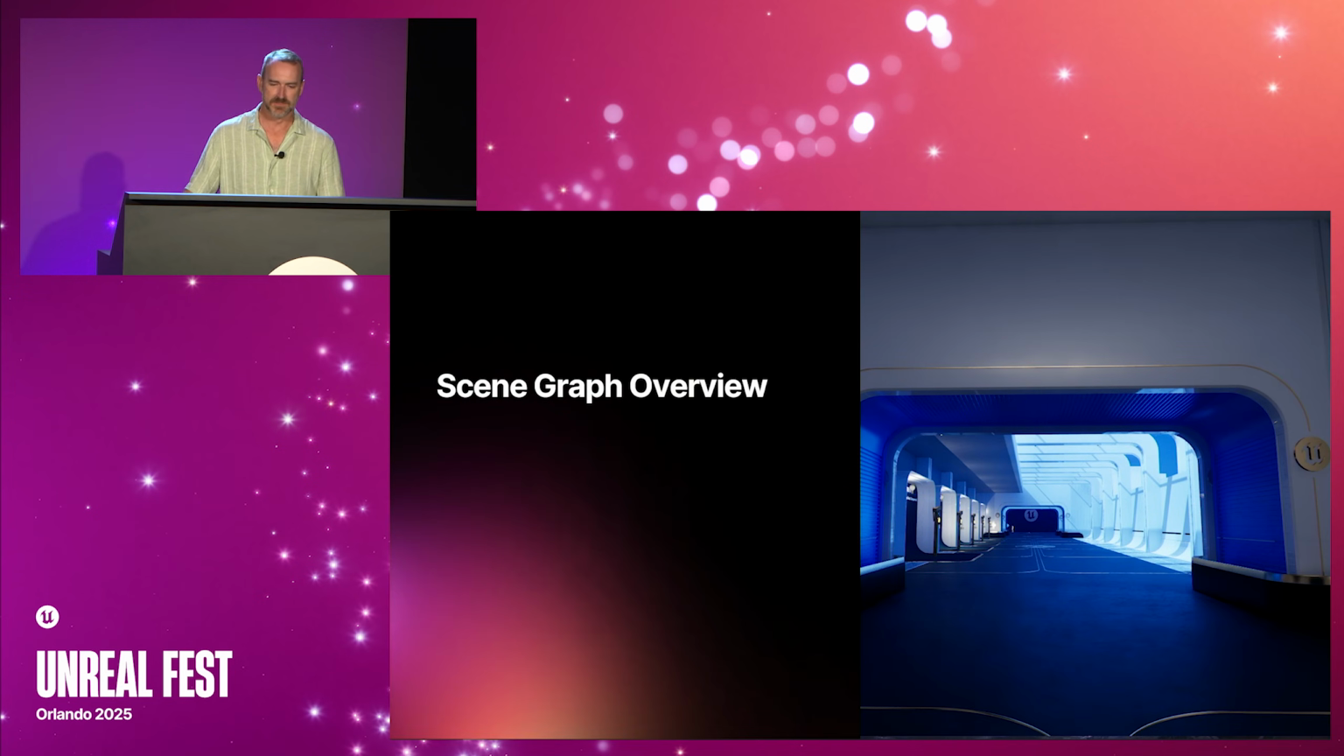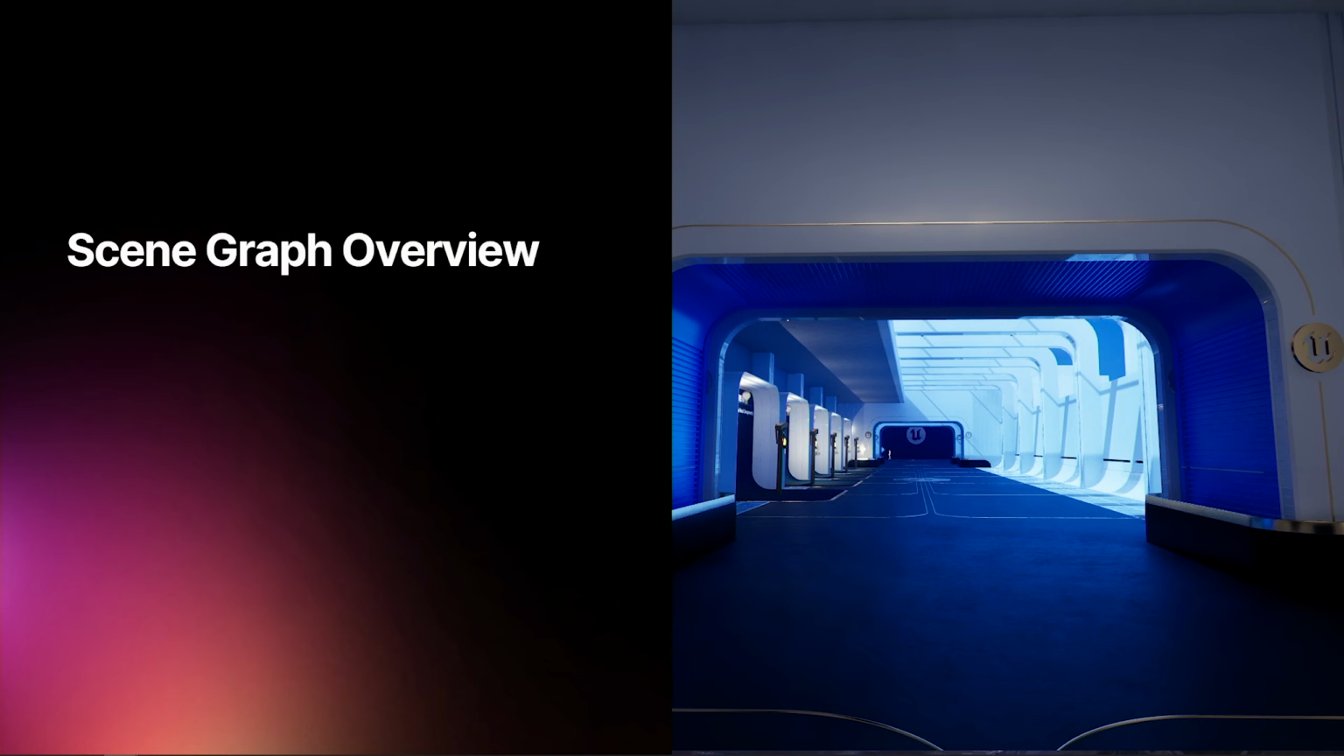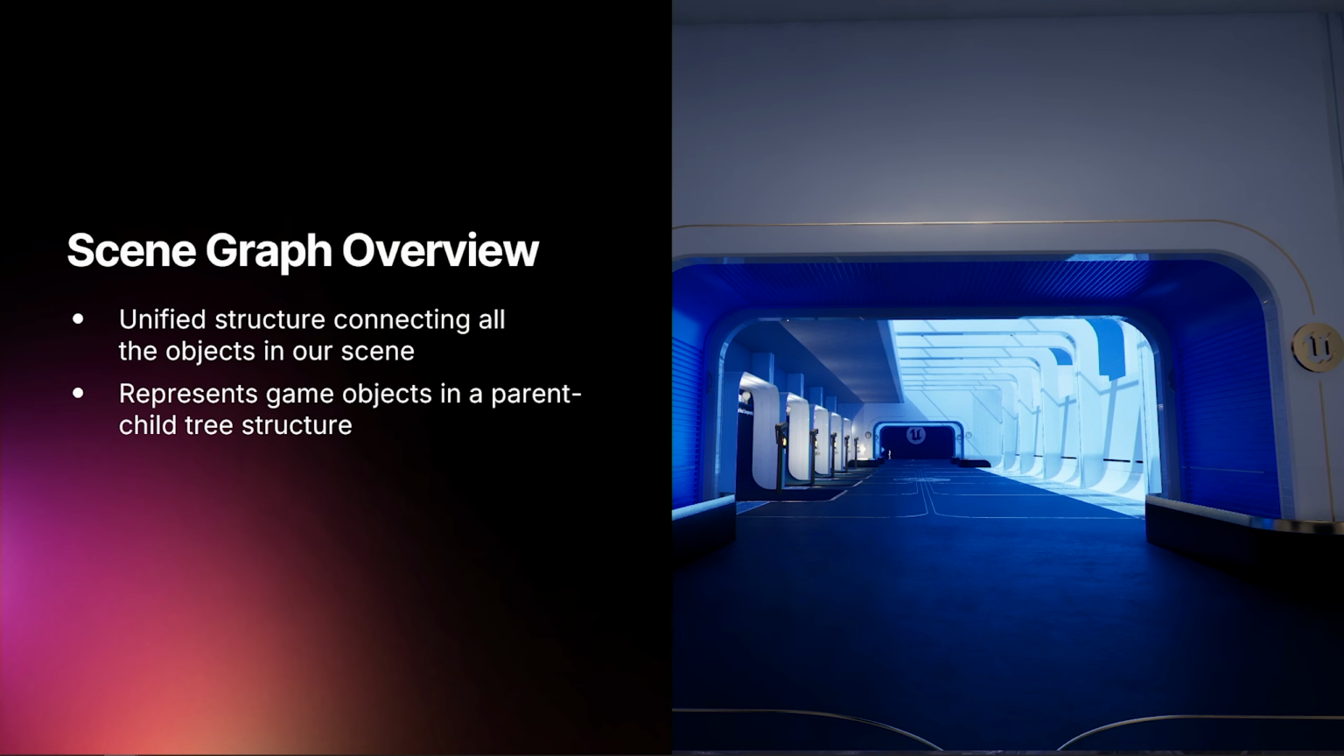For the Scene Graph overview, Scene Graph is our unified structure for connecting all the objects in our scene. It represents game objects as a parent-child tree structure, and we'll talk a lot about that today and how we organize things to get the most benefit out of that. Scene Graph is easy to navigate and manipulate through Verse.